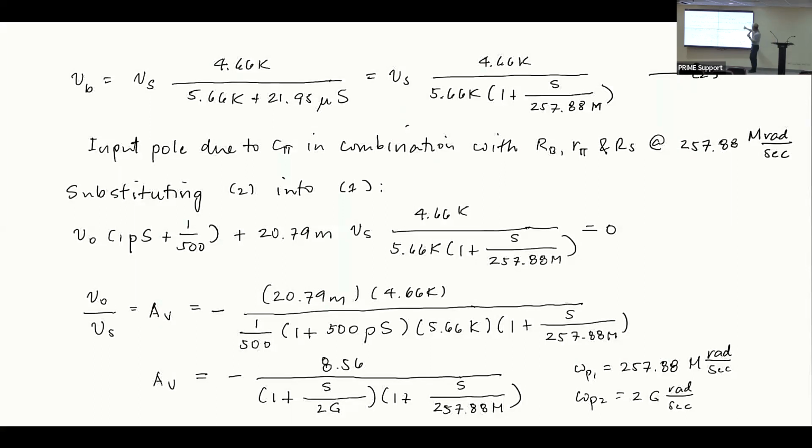And if you compute for that, you're going to get this, 257.88 M, meaning 257.88 mega radians per second. Remember that this is in radians per second. If you want to convert this to hertz, you have to divide by 2 pi, because 2 pi f is equal to omega. So this is in radians per second. Okay? So that's what I wanted to point out here.